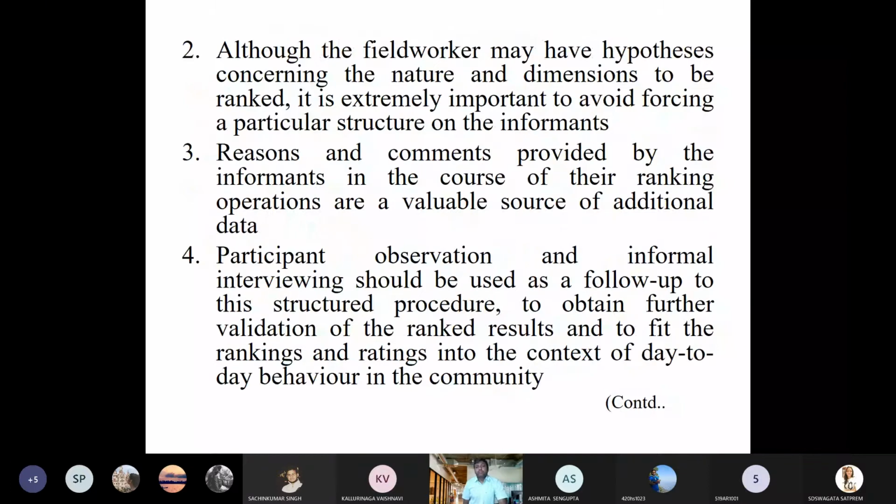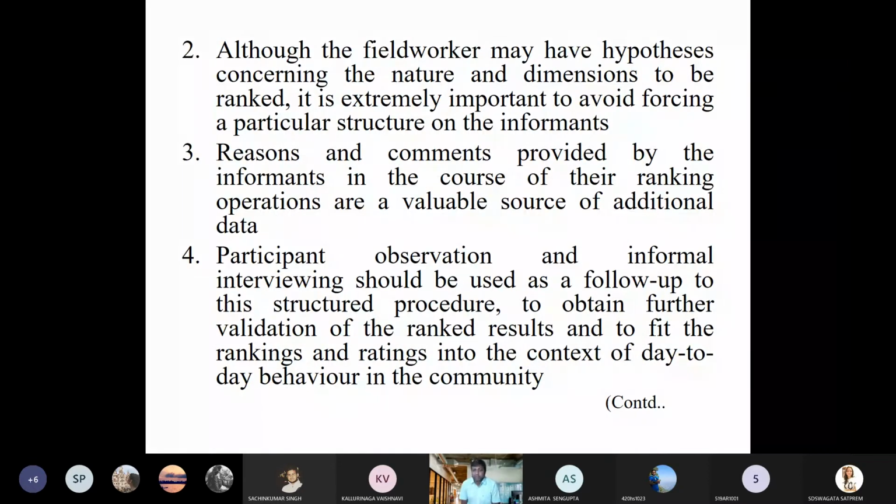Although the field worker may have hypotheses concerning the nature and dimension to be ranked, it is extremely important to avoid forcing a particular structure on the informants.